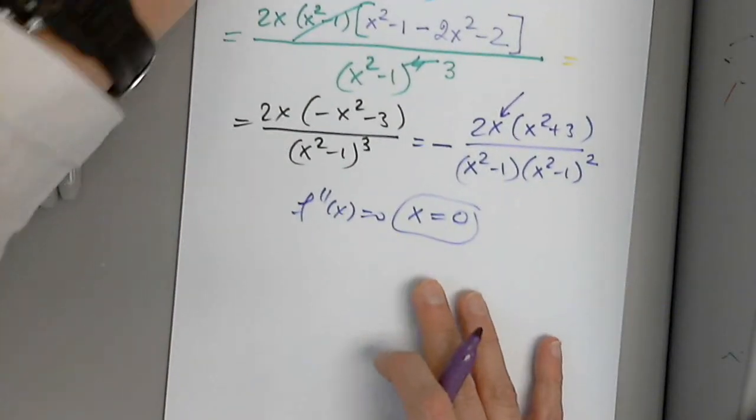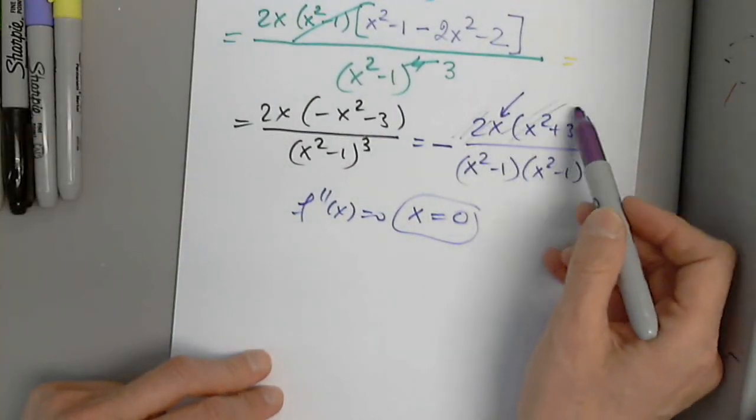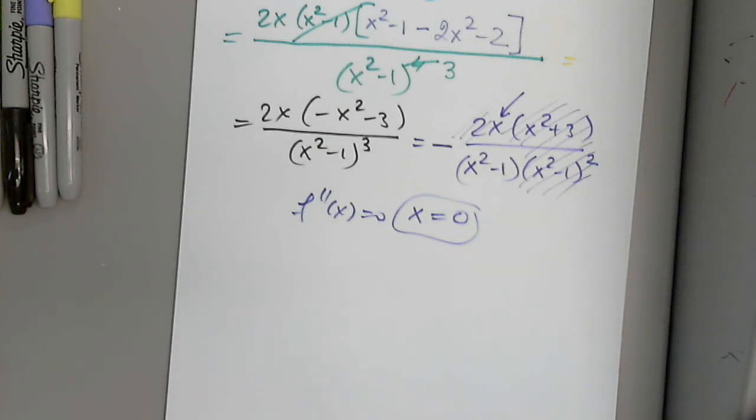But now I need the sign. And of course, I'm not going to worry about this piece. Everything that is shaded, don't worry about it. They're all positive. But I have to plug in x. I have to worry about this, and I have to worry about this when I find the sign.